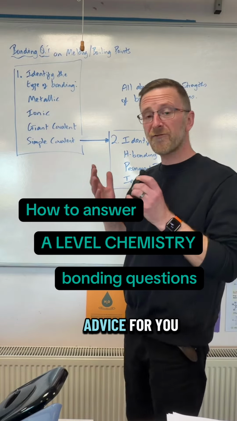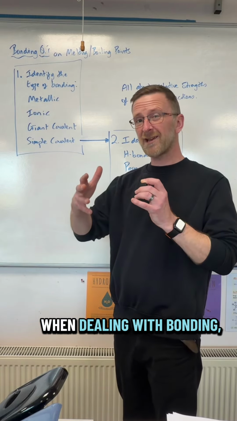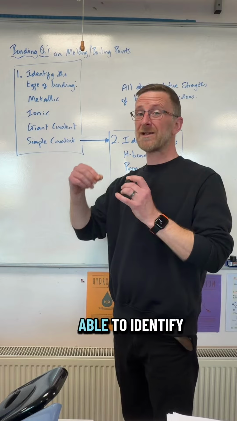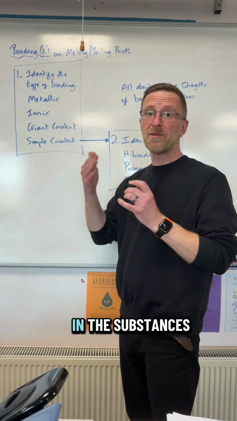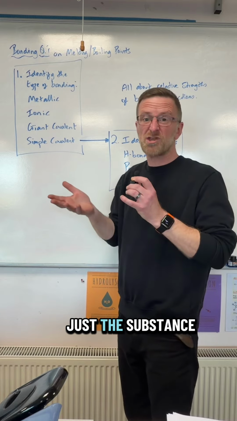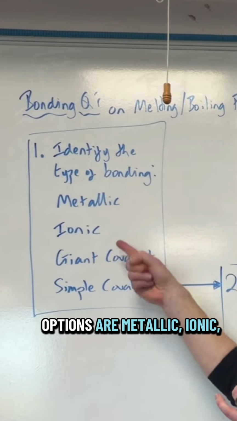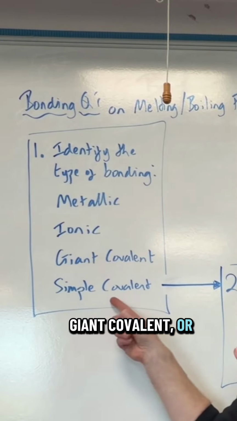Okay, guys, so here's some advice for you when dealing with bonding slash melting and boiling point questions. So the first thing you want to do is be able to identify the type of bonding in the substances you're comparing, or indeed just the substance you're trying to predict the melting and boiling point for. So obviously your options are metallic, ionic, giant covalent, or simple covalent.